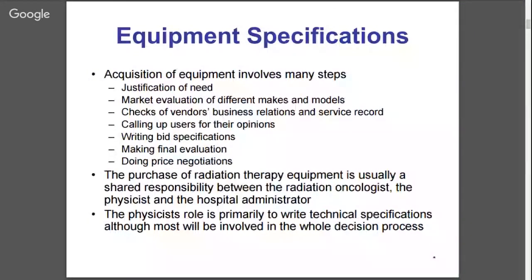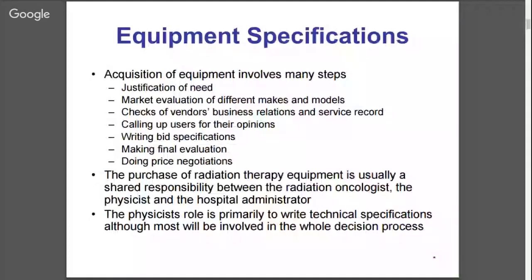So as I've already said, the acquisition of equipment involves quite a few steps. First of all, we have to justify the need for this particular piece of equipment, the linear accelerator. We then need to look at the evaluation of different makes and models. So in the case of a linear accelerator, if we're going to get a conventional linear accelerator, this could be comparing Elekta and Varian. If we're deciding on a non-linear accelerator way of delivering radiotherapy treatments, we might be looking at tomotherapy, CyberKnife, Gamma Knife.